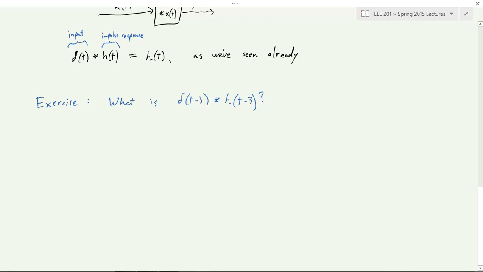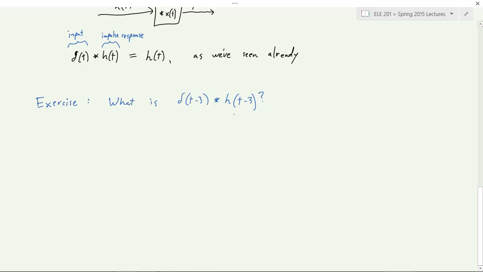The original unshifted? Delta with h, which is going to be h. So you're thinking maybe it's h of t. Good. The two delays cancel each other, but it's actually the opposite. Do we have another guess?